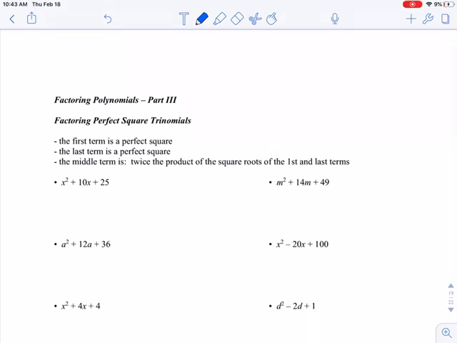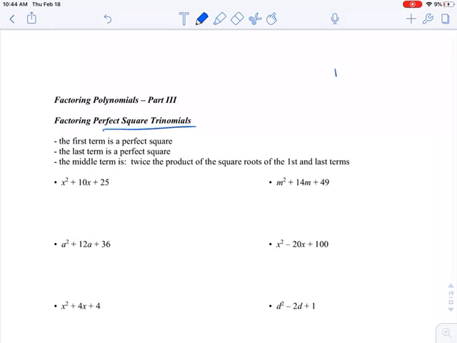All right, so this is factoring polynomials, part 3. In this lesson, we're going to talk about some specific patterns of polynomials that you should be able to recognize as being a bit special. And the first one we're going to talk about is a perfect square trinomial.